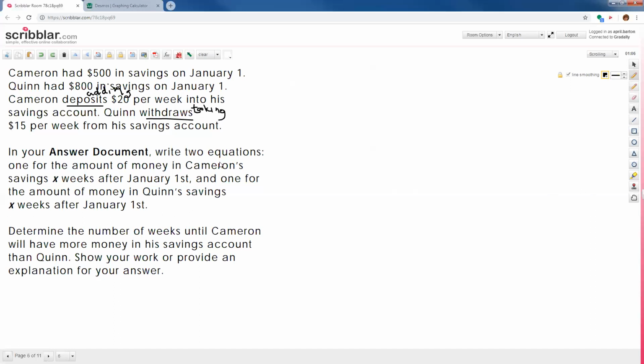In your answer document, write 2 equations, one for the amount of money in Cameron's savings X weeks after January 1st, and one for the amount of money in Quinn's savings X weeks after January 1st. Determine the number of weeks until Cameron will have more money in his savings account than Quinn. Show your work or provide an explanation for your answer. So, first thing, write 2 equations. We have Cameron's equation and Quinn's equation. When you write it out, I'd label it. I would literally just state, this is about to be Cameron's equation.